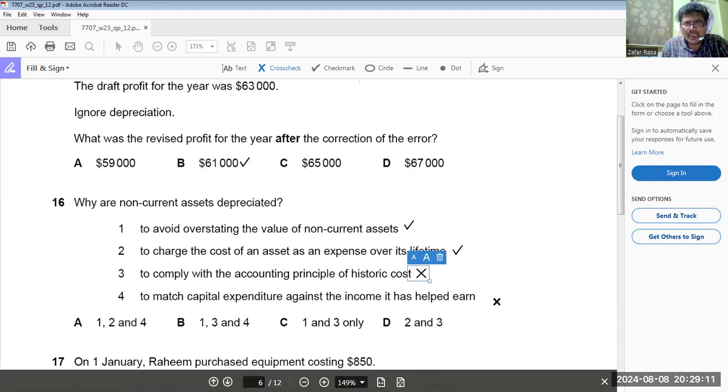To match the capital expenditure against the income it had helped to earn. Yes. So A option should be the answer. Getting my point clear? A option should be the answer. C. Okay.